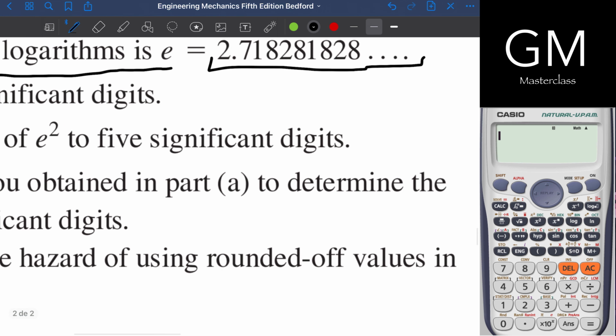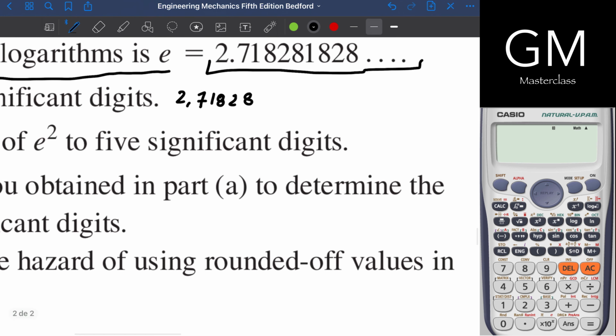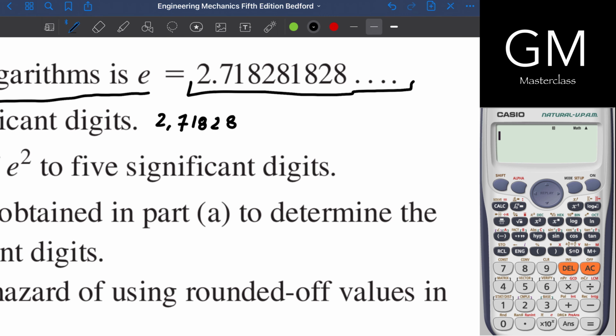So we're going to take into account these 5 digits, but it is important for us to take into account this one, which is the sixth. 2.71828. Why is it important for us to take this last digit? Because this is the digit that is going to tell us if we are going to keep the same number or if we are going to approximate it to the next one.